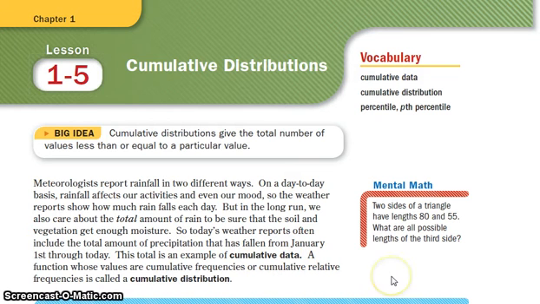All right, trig students, I am looking at the beginning part of chapter 1, section 5. We're talking about cumulative distributions. Cumulative means it builds. It's building from a small value to a large value. So cumulative distributions give the total number of values less than or equal to a particular value.